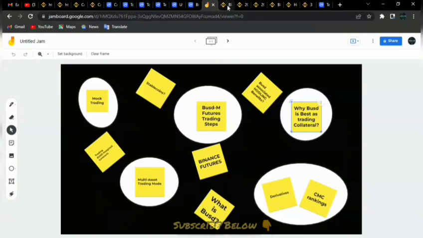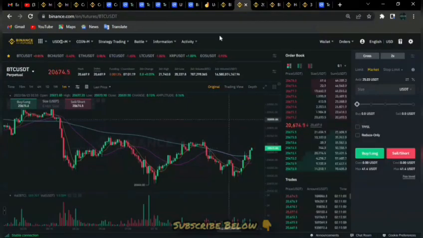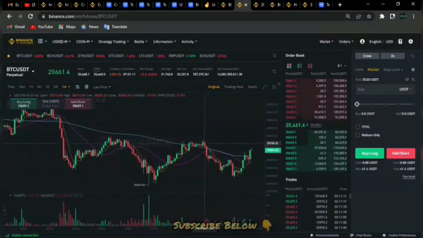Now for users who are using the mobile app, I'm still going to show you guys how to go about it using the mobile version, how to initiate your trades. I'm going to go over to my screen now and show you how to initiate a trade using your mobile app, or how to navigate using the mock trading, as well as initiate your trades using the BUSD margin futures contract.